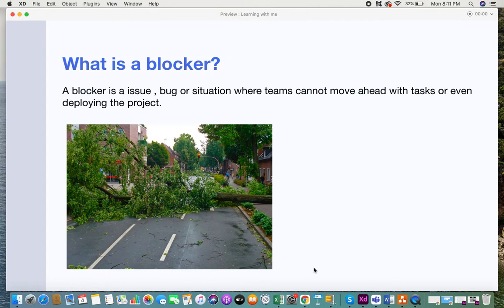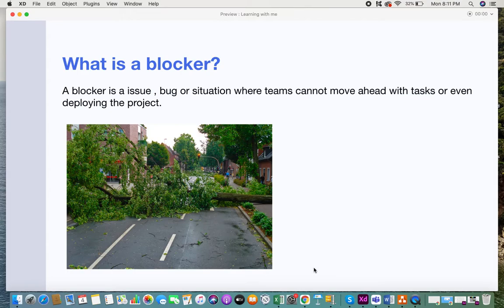The next one is a blocker. A blocker is an issue, bug or situation where teams cannot move ahead with tasks or even deploying the project. So you can always look at a blocker like a road that is being blocked completely either by a tree, or it's fully under construction so that you can never cross the road. Unless you remove the blocker, only then you would be able to proceed and take the following steps ahead.